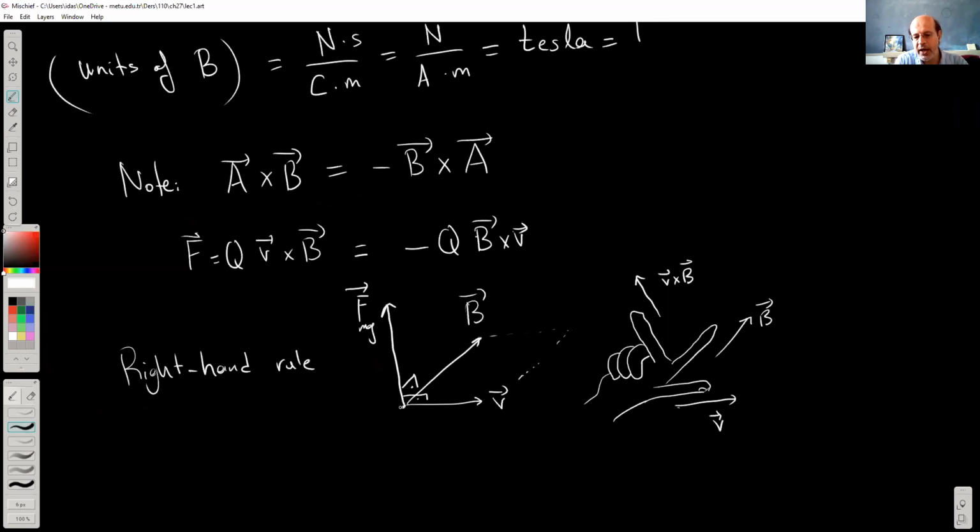Okay. So I just drew this picture for a positive charge. Right? If Q is positive. If the charge is negative, in that case, V cross B is still in the same direction, but the force will be opposite.